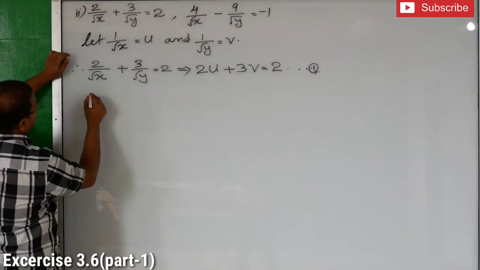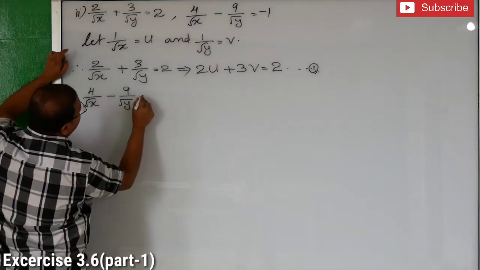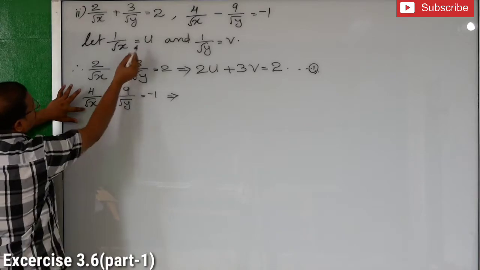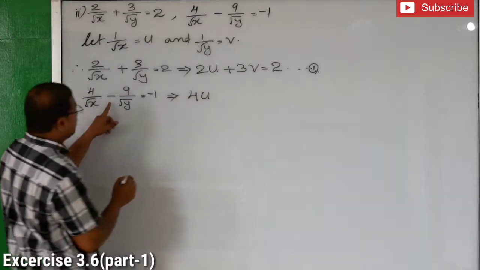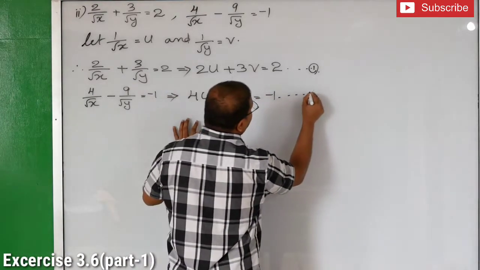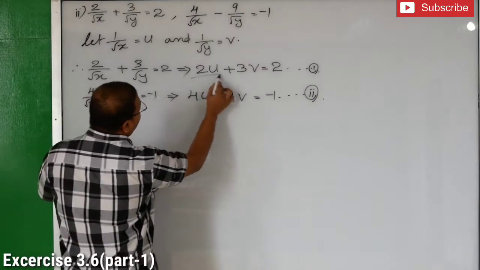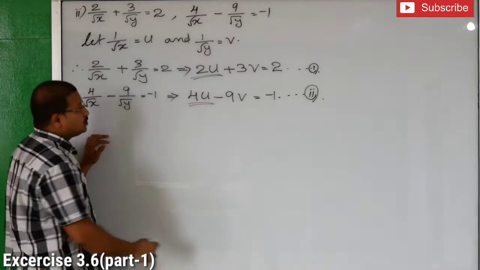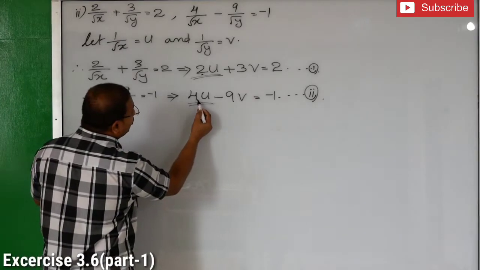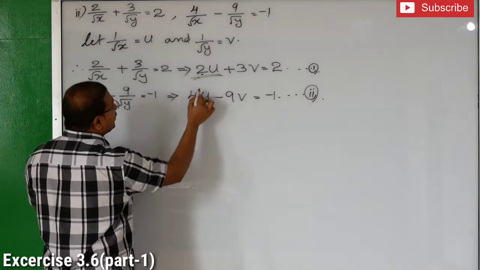After that, what is the second one? 4 by root x minus 9 by root y equals minus 1 implies. Ready? What will we do? 1 by root x means u. That means 4u. What is the sign here? Minus 9v equals minus 1. This is the second equation. Now we will solve it by equating the coefficients. See, here we are getting 2u, here it is 4u. So to make this 4u, what do you have to multiply here? 2, isn't it? Because 4u we already have in the second equation, but in the first equation we have only 2u. So we will make the coefficients equal.